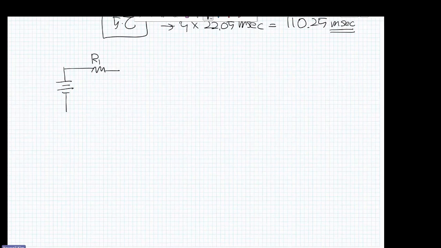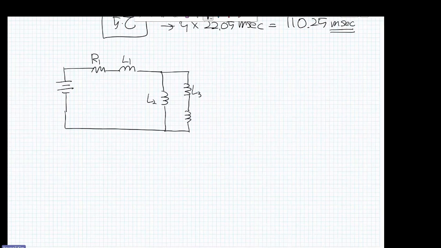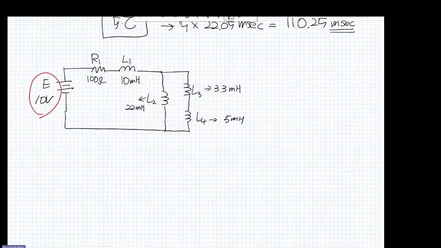Okay. So the next one is for the R1 and inductors. This is L1, L2, L3, maybe L4. That was 100 ohm, the 10 millihenry, that was the 22 millihenry, this is 3.3 millihenry, that was 5 millihenry. The supply voltage E is 10 volts. All right.